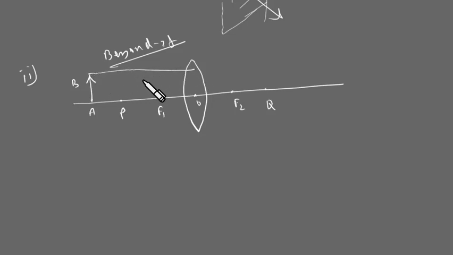Of course, we will take the two beams whose fate is known. After refraction, we know what will happen. So first of all, we will draw a paraxial beam, which of course after refraction will go through the second principal focus, and then we will take another beam that goes through the optical center.